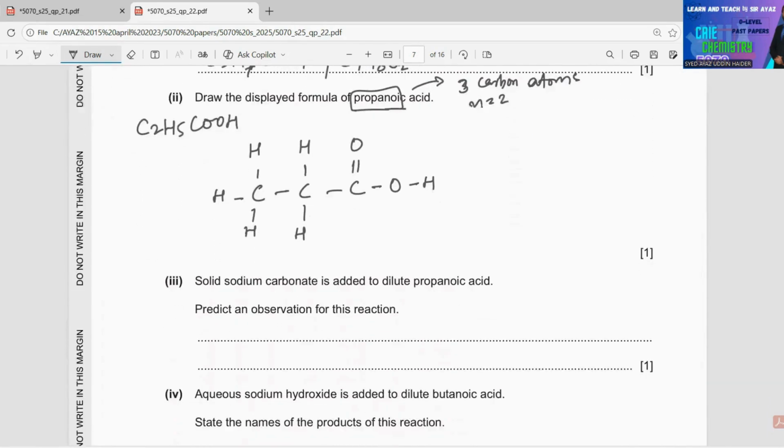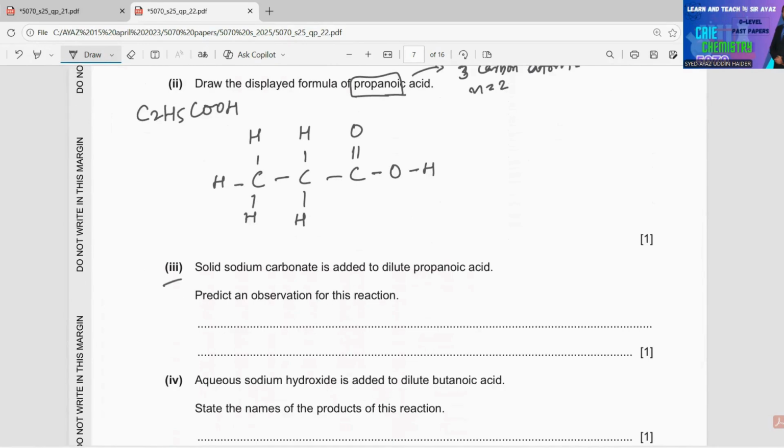Part 3. Solid sodium carbonate is added to dilute propanoic acid. Predict an observation for this reaction. Now, this one is a metal carbonate, and you are adding it to acid. So what will you get?